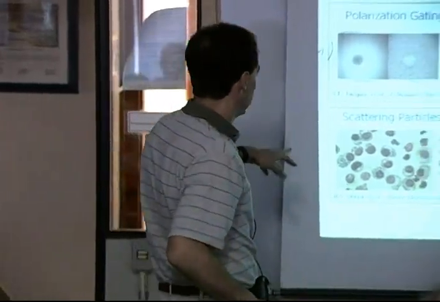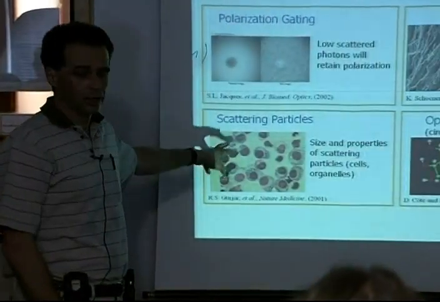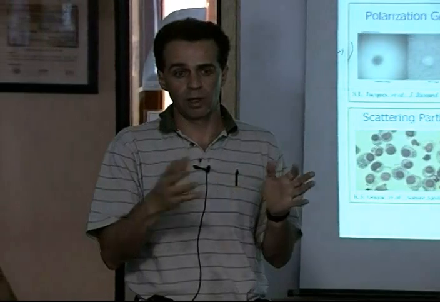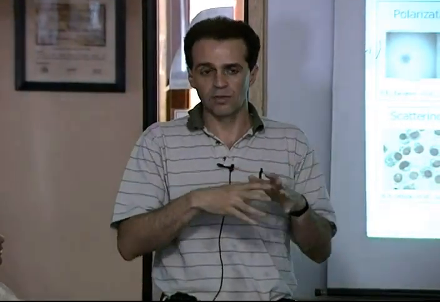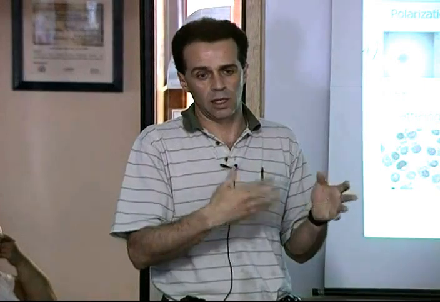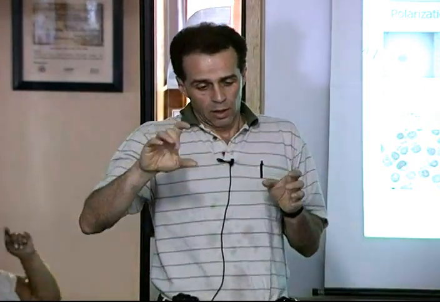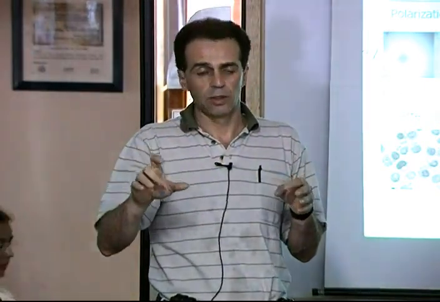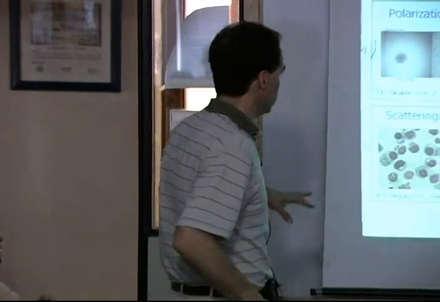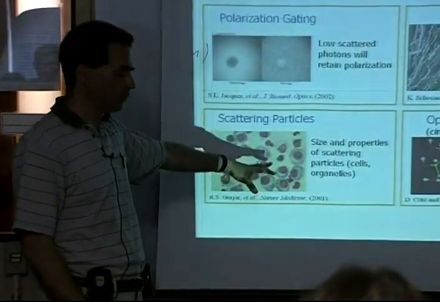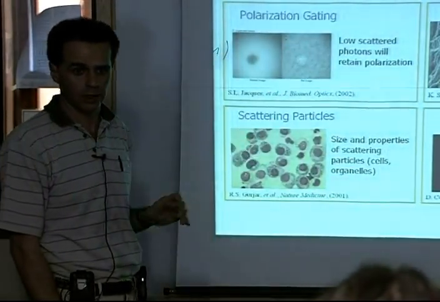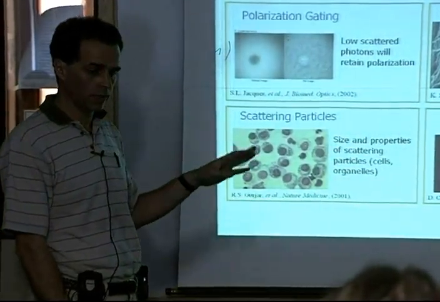And people like Michael Feld and Judith Moran have used this to basically determine if the cells are getting bigger or smaller. And if the cells are getting bigger, or sometimes the nuclei are getting bigger, that's a sign of either cancerous progression or apoptosis, etc. So you can use some of these polarization tricks to get an idea of the distribution of sizes and shapes of scattering particles. It's a little tricky, but it can be done.